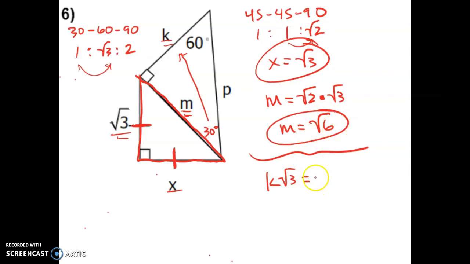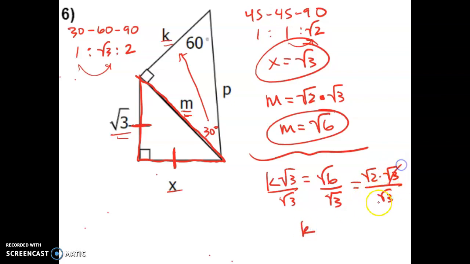Well, I know an expression for m, that's root 6. Okay, go through and solve for k. I divide by root 3, divide by root 3, and I'm going to take this one step farther. Root 6, I'm actually going to break this up. We know that root 6 is root 2 times root 3. And we're dividing that by root 3. So simplifying that, we can actually get this thing to cancel. And that allows me to find that k is root 2.